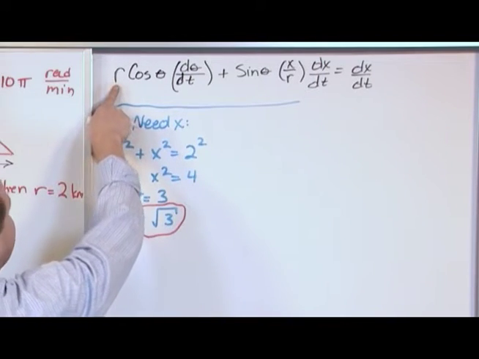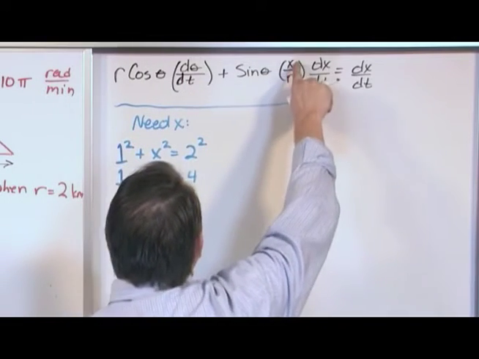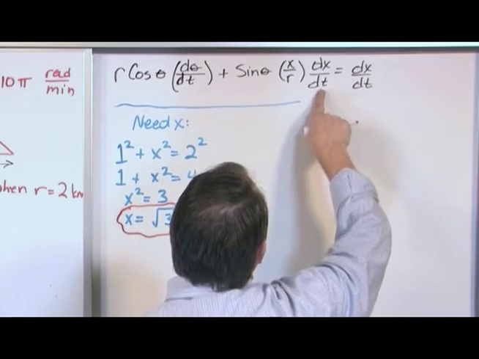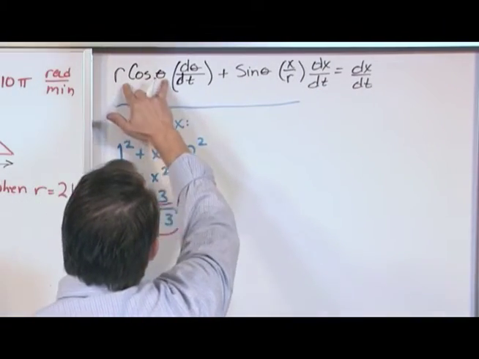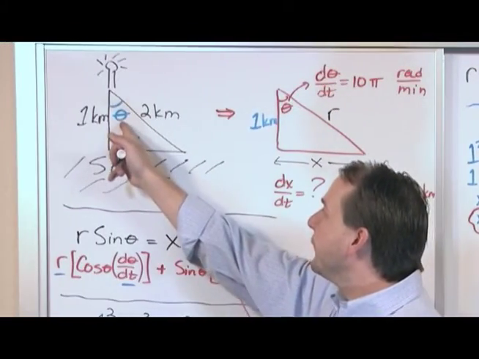I know what r is, that's 2. I know what d theta dt is, that's given to me in the problem. I know what x is now, that's square root of 3. I know what r is, that's 2. This is what I'm trying to solve for. So I have everything in this equation ready to solve, except I don't know what cosine theta is and I don't know what sine theta is. But I can also find that information from here.